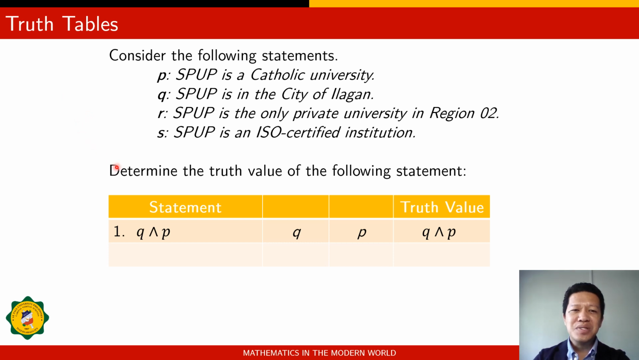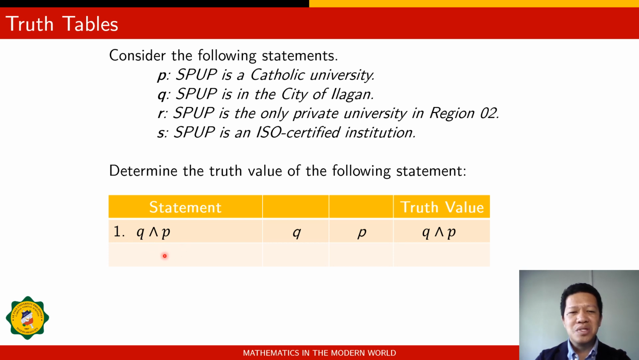Let us consider the following statements. P: SPUP is a Catholic university. Q: SPUP is in the city of Ilagan. R: SPUP is the only private university in region 2. And S: SPUP is an ISO certified institution. Determine the truth value of the following statement in symbolic form. The given statement is Q and P.